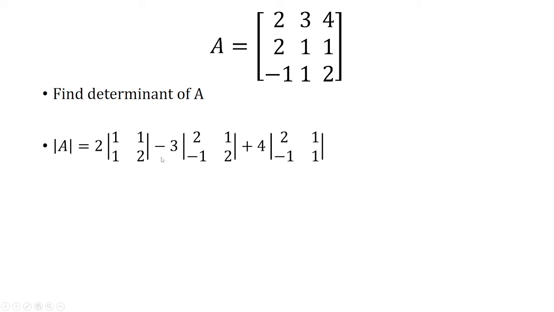From there, we take the determinant of these 2 by 2 matrices. The determinant of the first matrix is 1, the second matrix is 5, and the last matrix is 3. Simplifying, we get negative 1 as our determinant.